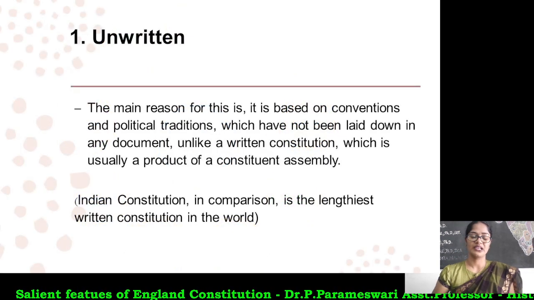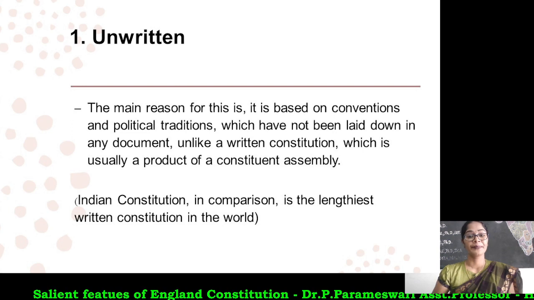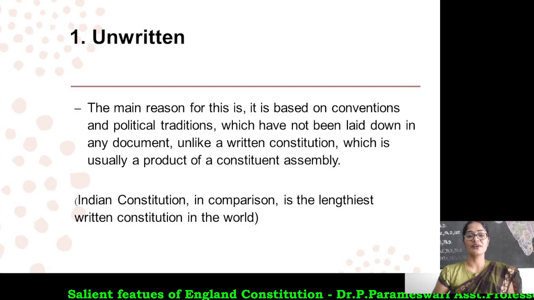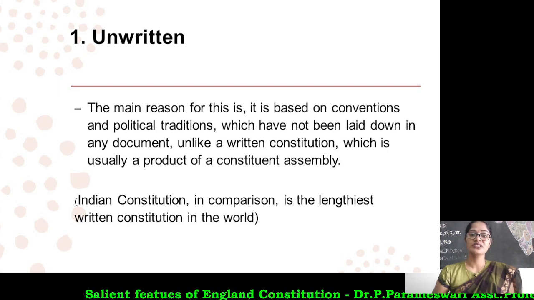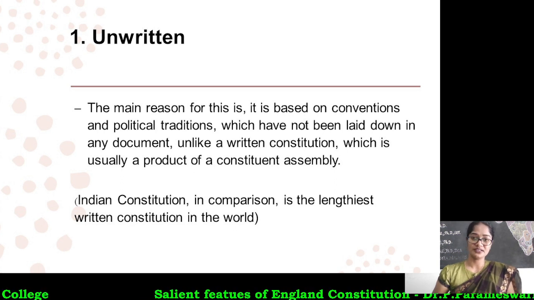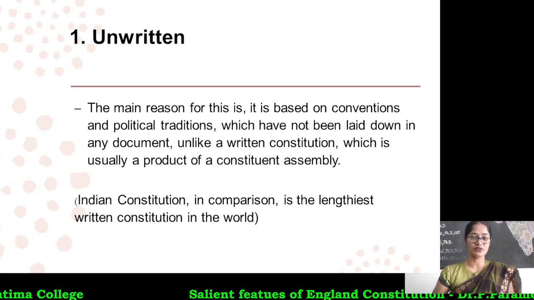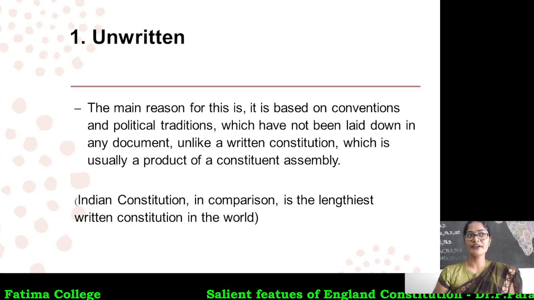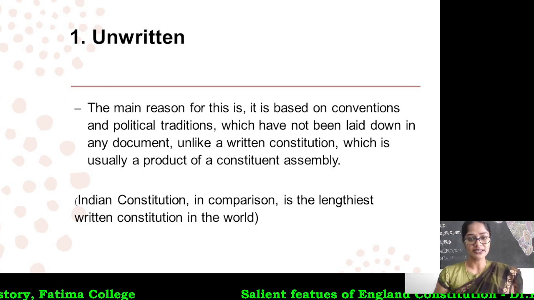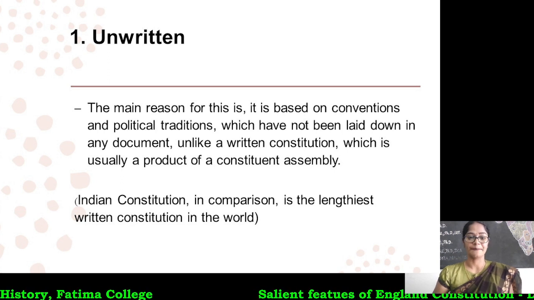First feature of England Constitution is unwritten. The main reason for this unwritten feature is that it is based on the conventions and political traditions which have not been laid down in any document, unlike a written constitution, which is usually a product of a constituent assembly. Written constitution will be the product of constitution assembly, but unwritten constitution is not so. It has not been prepared for a particular time, by a particular committee. It was evolved over time.